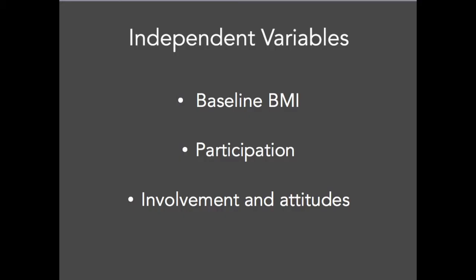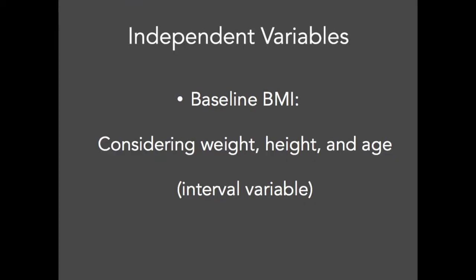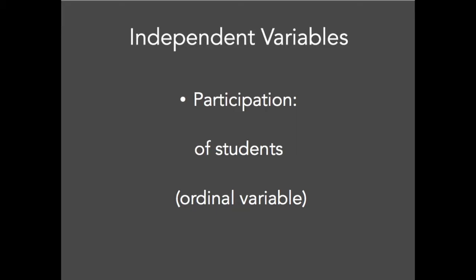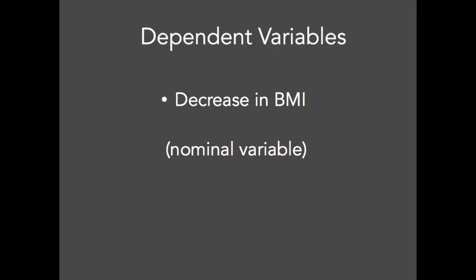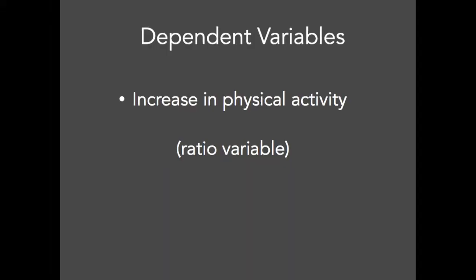Well, thank you so much for having us here today. So we will measure our main goal by looking at independent and dependent variables. We have three independent variables. The first is our interval variable, which is based on baseline BMI, considering the weight, height, and age of our participants. Our two ordinal variables are participation of students and the involvement and attitudes of our program administrators. Lastly, we have two dependent variables, which focus on the decrease in BMI, which is our nominal variable, and the increase in physical activity, which is our ratio variable.